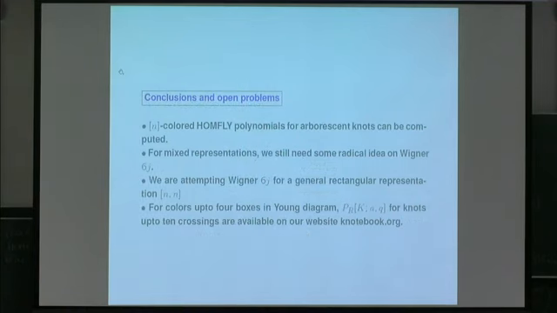So conclusions, to summarize, I have told you how n-colored HOMFLY polynomials can be computed, and for mixed representations, this is one of the challenging questions. For arbitrary representations, whether we can find the Racah matrix is not clear. At least case by case, can we get some idea, or is it very tedious to find?